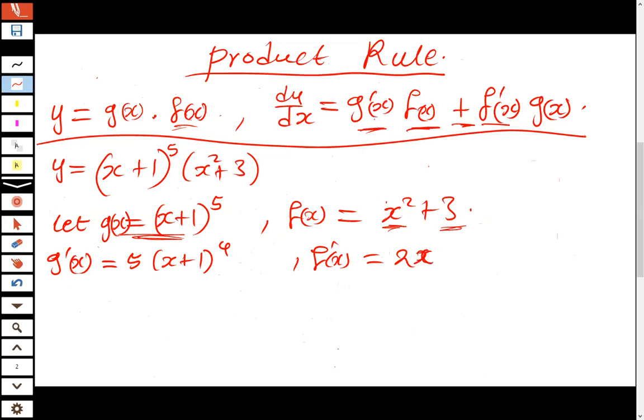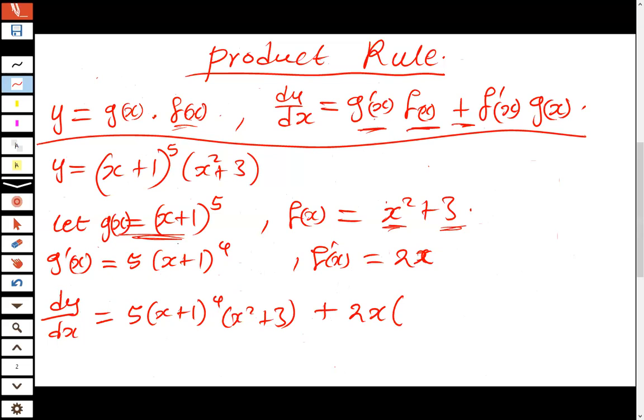Okay, so we can now plug the expressions into the product rule there, which will just be dy/dx is equal to. So in this expression, our g prime of x is 5 times x plus 1 to the power 4, multiplied by f of x. So f of x in this case is x squared plus 3. Then we say plus f prime of x, which is 2x. Then we're multiplying this with g of x. So g of x is x plus 1 to the power 5. So this is how you use product rule to differentiate.